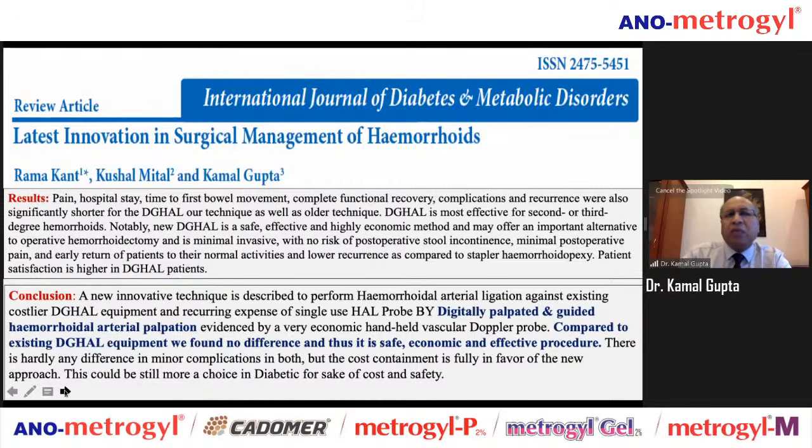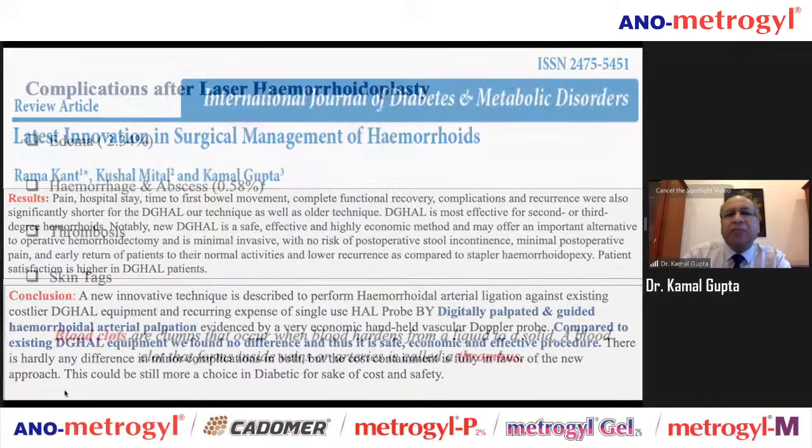Now, another study was done by Ramakant sir along with Dr. Kushal Mittal and me. In this, we compared DG Hall with FG Hall, that is Doppler guided with FG Hall, because Ramakant sir was doing a lot of DG Halls, that is Doppler guided hemorrhoidal artery ligation, and we found no difference in the results as far as DG Hall or FG Hall was concerned.